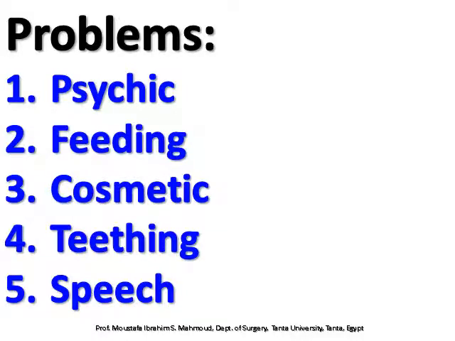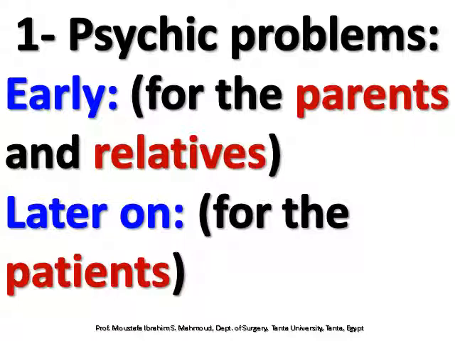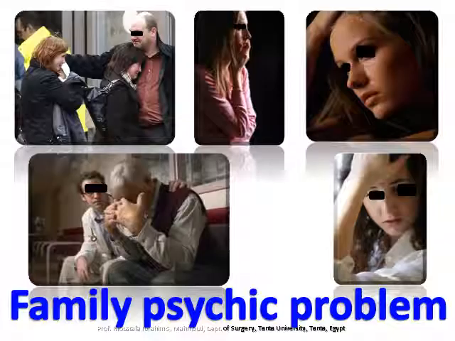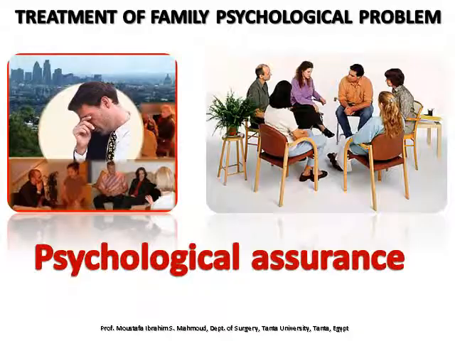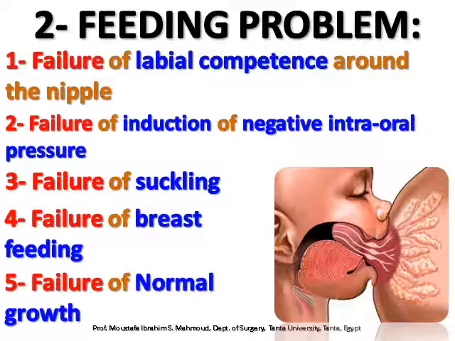Problems: psychic problems, feeding problems, cosmetic problems, teething problems, and speech problems. Psychic problems: early for the parents and relatives, later on for the patients. Family psychiatric problem. Treatment of family psychiatric problem is by psychological assurance.